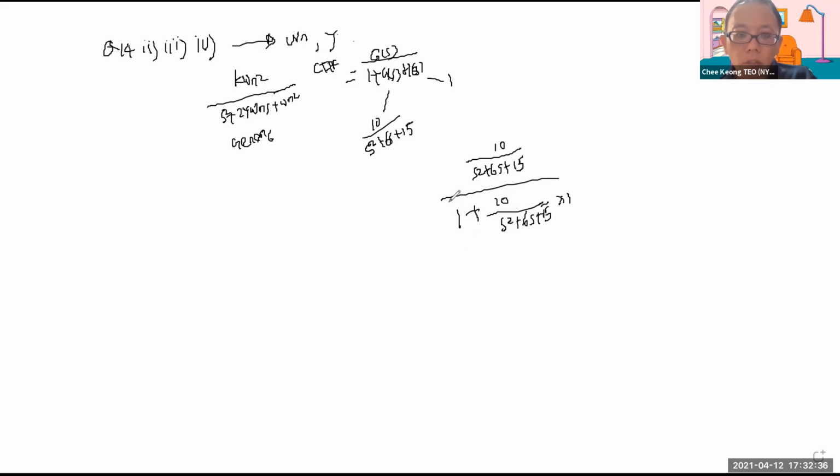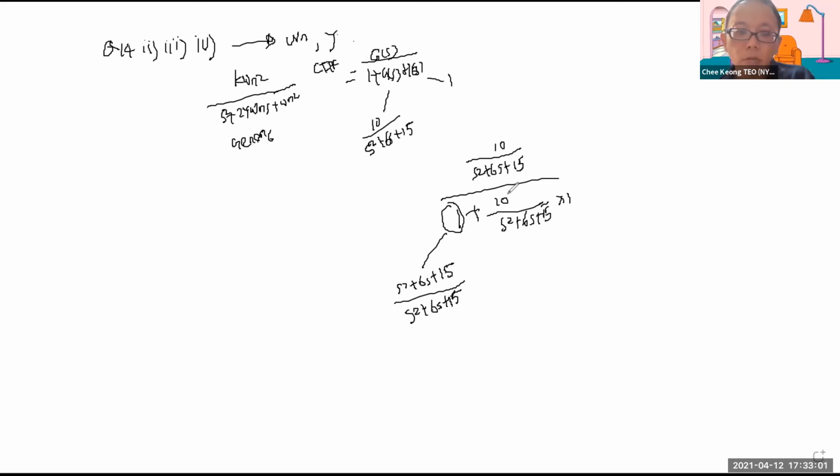So how do you convert this to the same denominator? You just basically use the same denominator as the other one. So you have s squared plus 6s plus 15 divided by itself, right? s squared plus 6s plus 15. So this is essentially equal to 1, because the top and the bottom are the same, therefore it's 1, right?